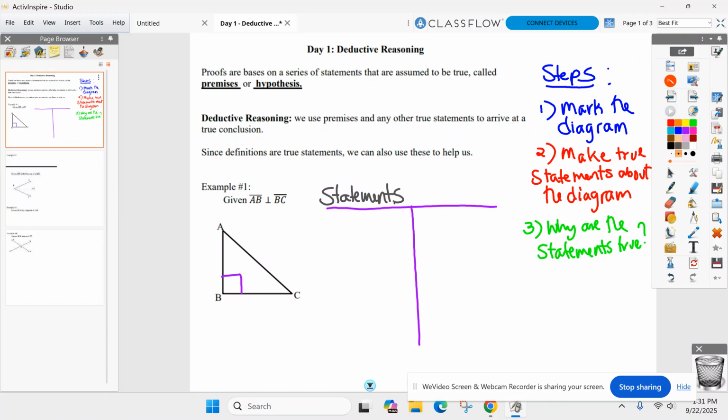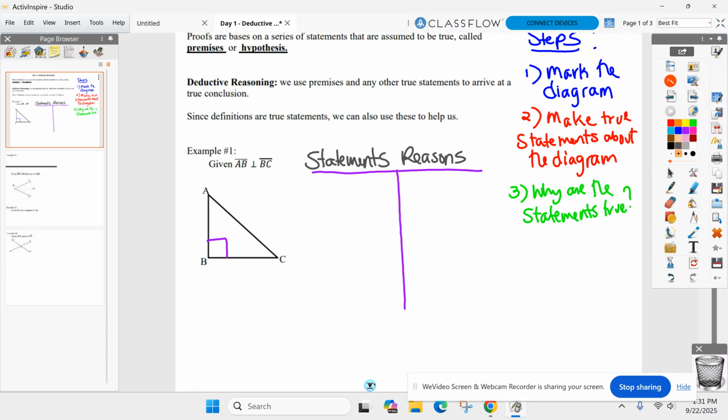Second column, why they're true. That's going to be what we call reasons. And I'm having you do this from day 1. This is how we're going to set up our proofs starting Wednesday and throughout the entire year, with statements and reasons. Anything you put in the statements better be true. Not an assumption, not what you think. Opinions don't matter here. Facts. Hashtag facts. All right, I want facts only.